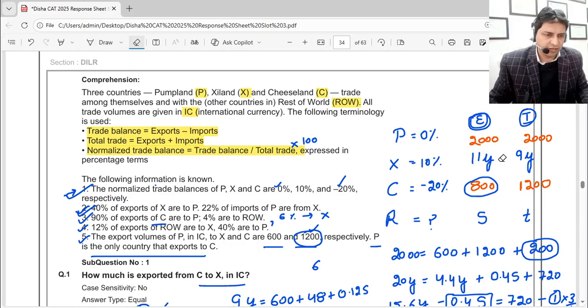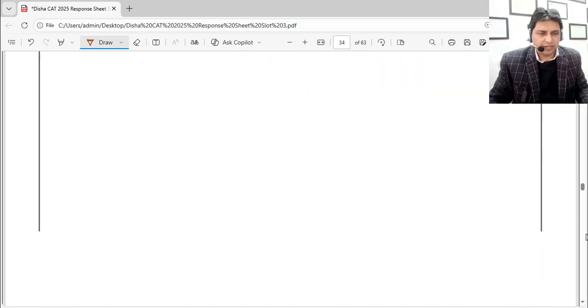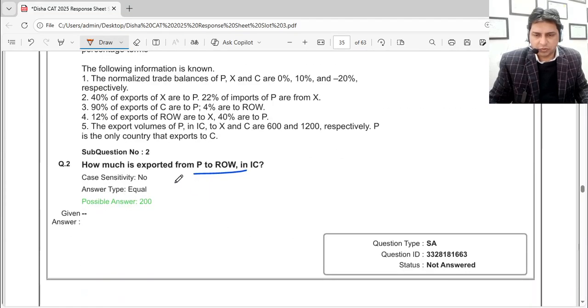Also for x we can write down 11y, that is 1100, and this is 900. Now let's go to the next answer. So the answer to this question is 200, that we just found out.